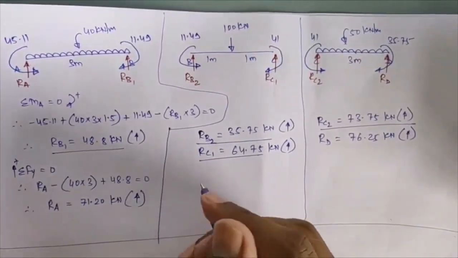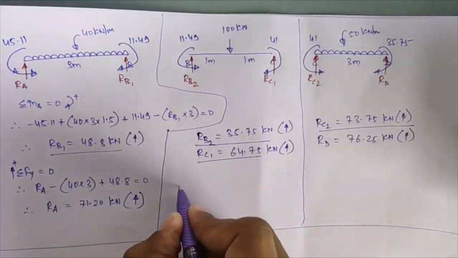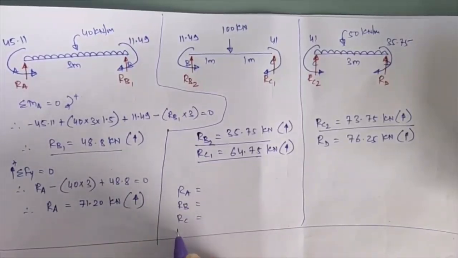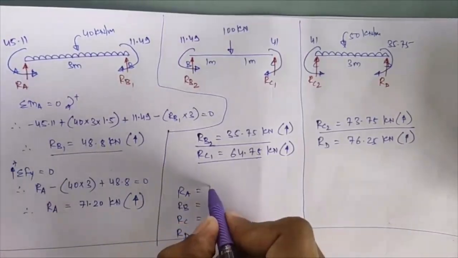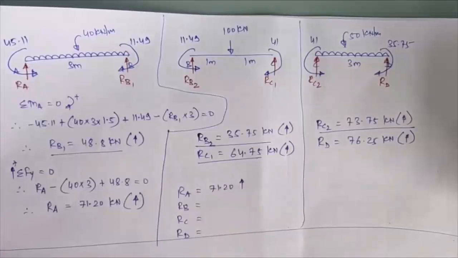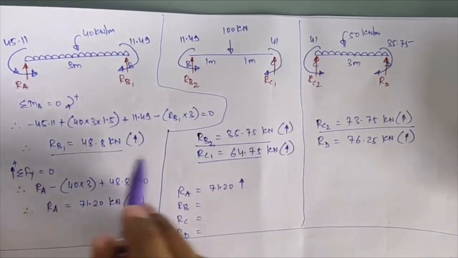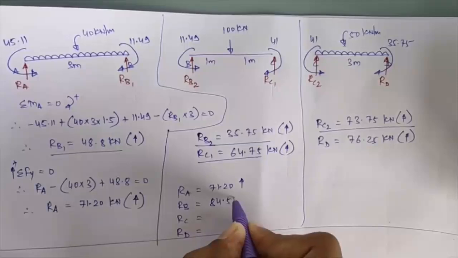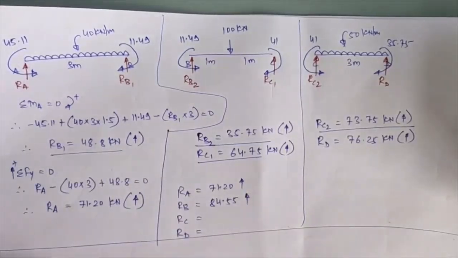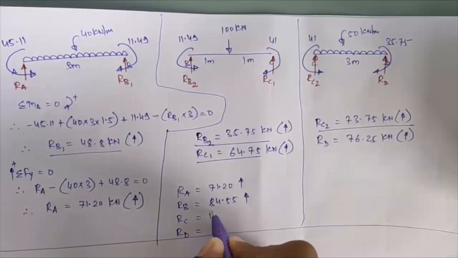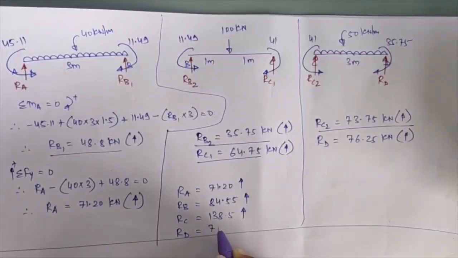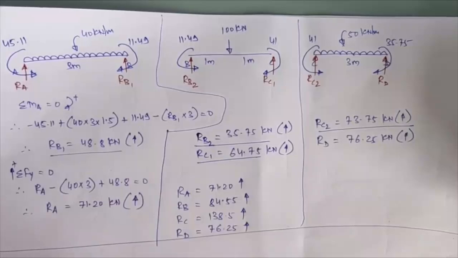So we will write the final reactions over here, that is RA, RB, RC and RD. RA I have got 71.20 upward. RB will be equal to the summation of RB1 plus RB2, so I get that equal to 84.55 total acting in upward direction. Same way RC I am getting as 138.5 again acting upward, and RD lastly I have got equal to 76.25 again acting upward.